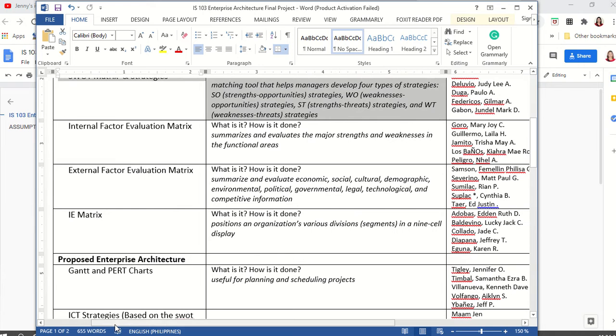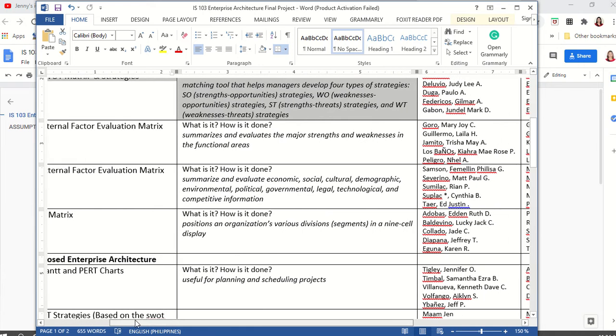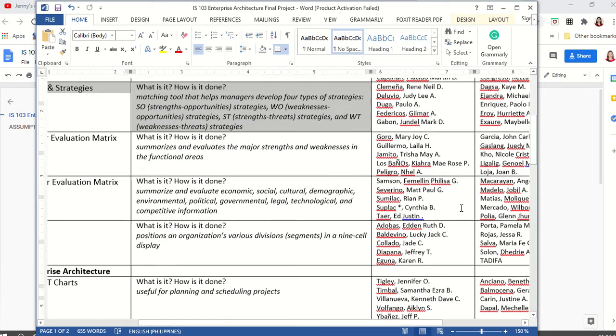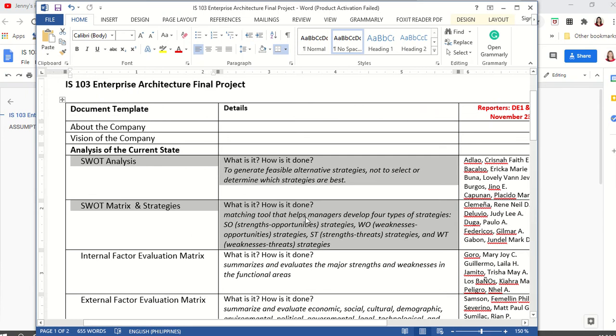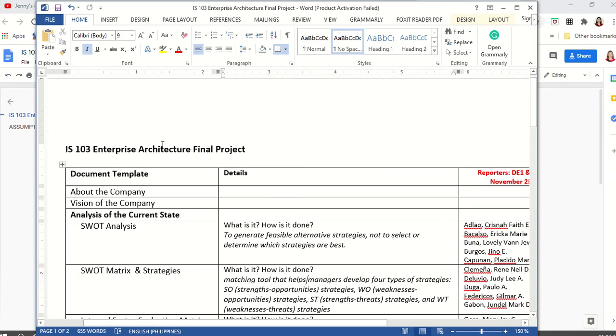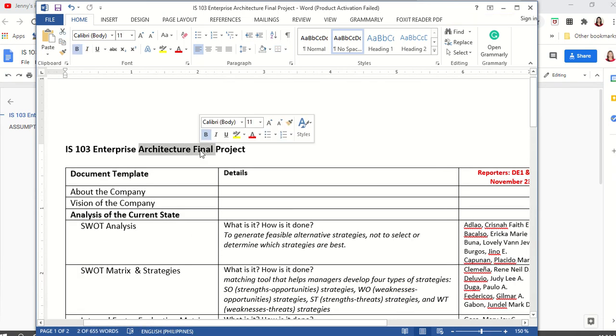All right. Okay, and even those who are not assigned to report, after each presentation we will have tasking that you will reflect in your final documentation.